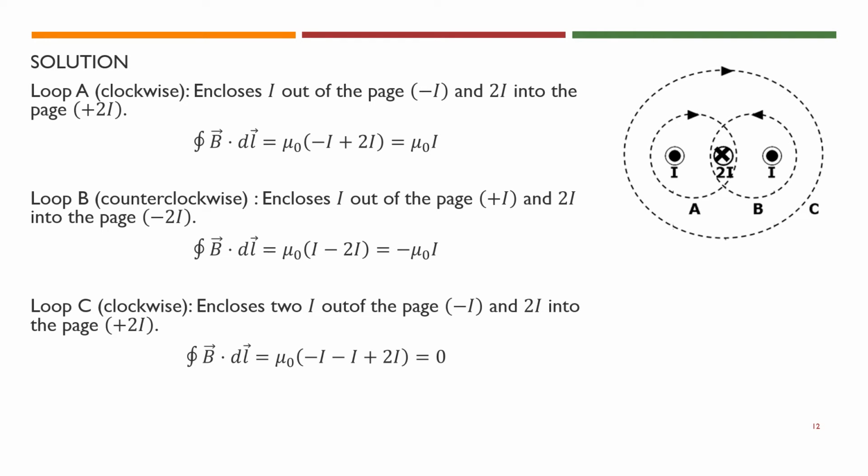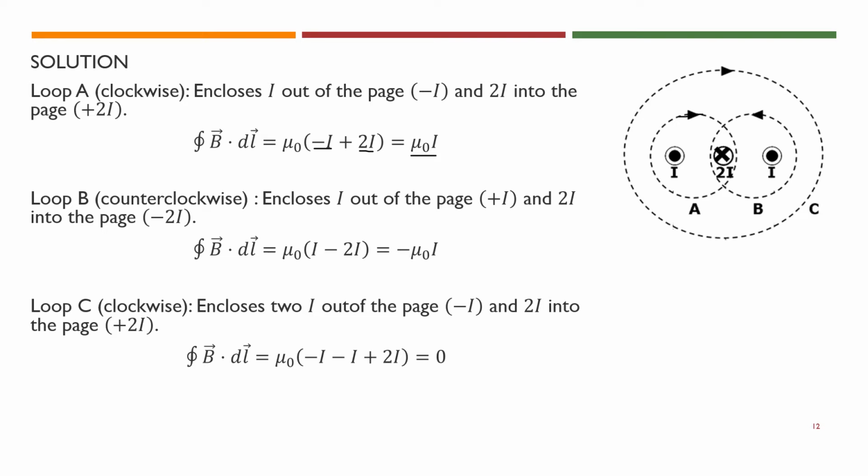The solution to the problem is as follows. For loop A, you trace a counterclockwise path, so that the out-of-the-page current I is now the direction of the negative current, as reflected here, whereas the into-the-page current 2I is now the direction of the positive current. What we do is just add these two currents, and we simply get mu naught I for the line integral.